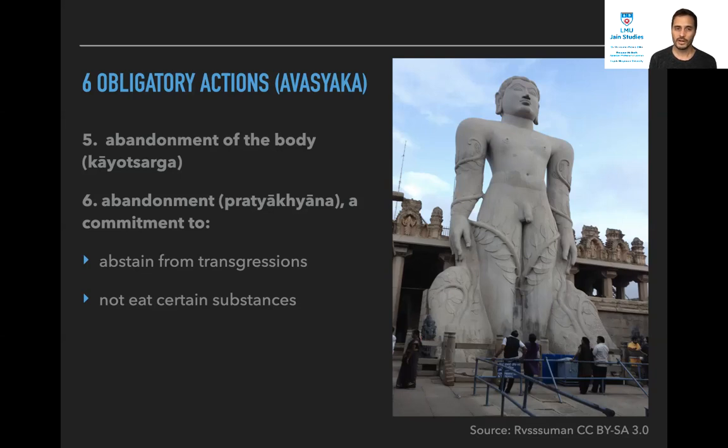The sixth obligatory action, again, is abandonment, pratyakhyana, which is a commitment to abstain from transgressions, right? So a commitment back to pratikramana, number four. I will not do this again, even though I did it this time, even though I didn't do samayak right this time. Going forward, I will not do it incorrectly anymore. I will do it correctly from now on. Okay. So it's a commitment to stay on the Jain path very carefully by abstaining from any transgressions and to not eat certain substances.